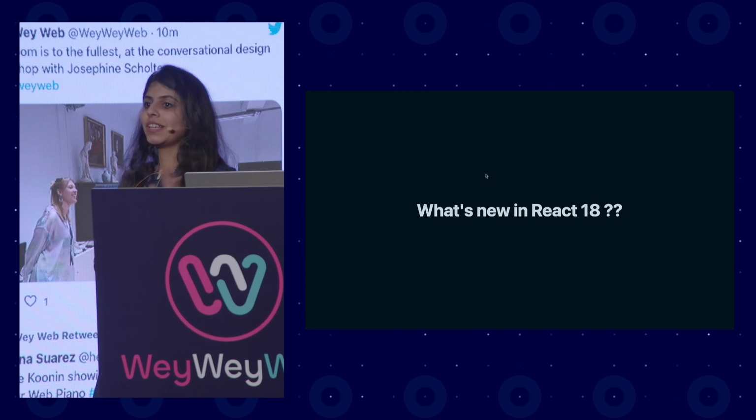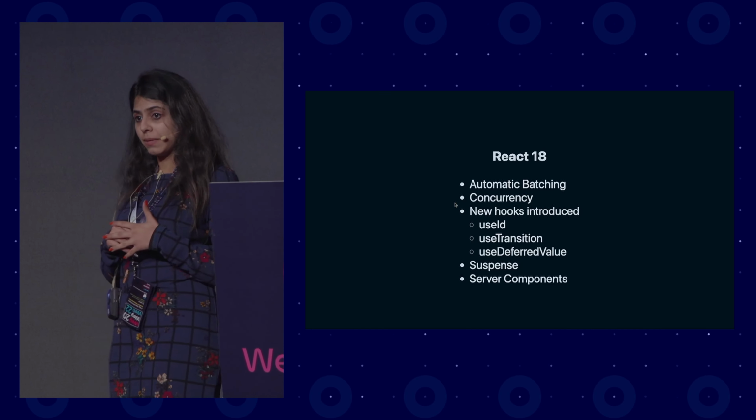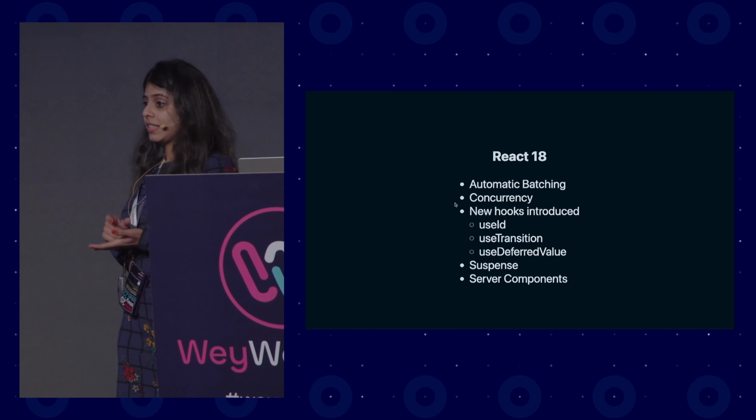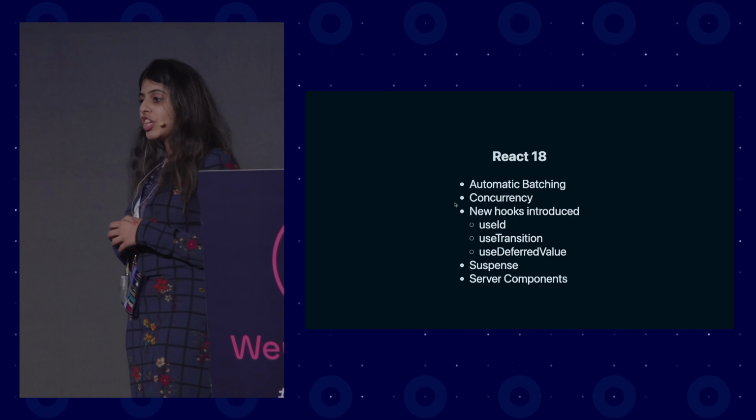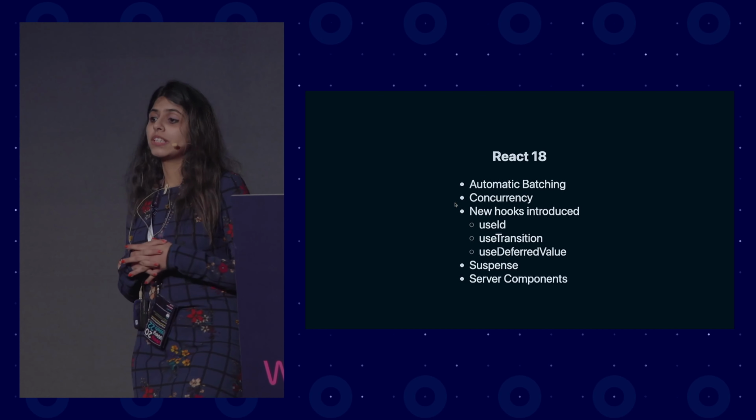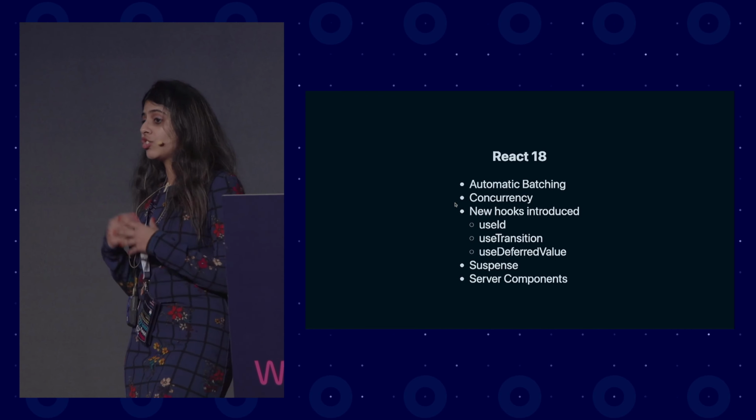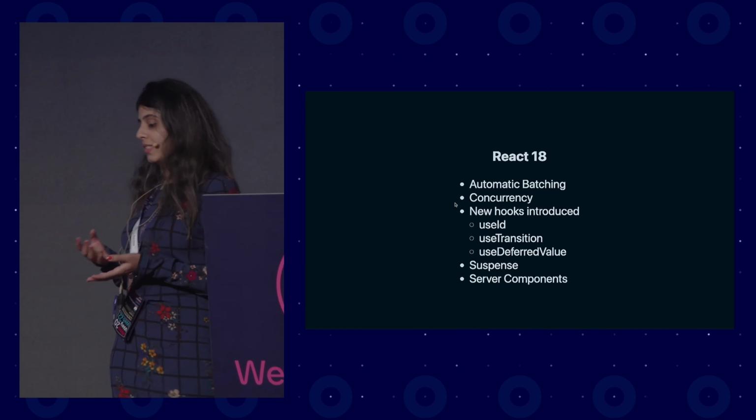So we'll go through almost all the presentation. Today we are going through almost all the new features introduced in React 18, including automatic batching. Then we talk about concurrency, which is the breaking change in this version. We'll go through a couple of the new hooks introduced, including useId, useTransition, and useDeferredValue. Then we talk about Suspense, what is Suspense in general, and what has changed in Suspense in React 18. And finally, we talk in brief about React Server components.